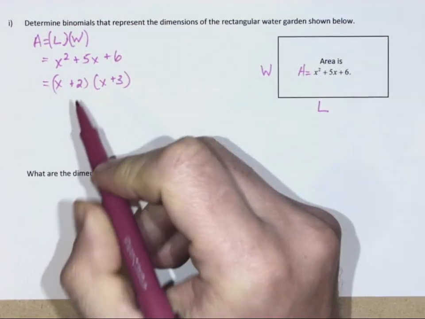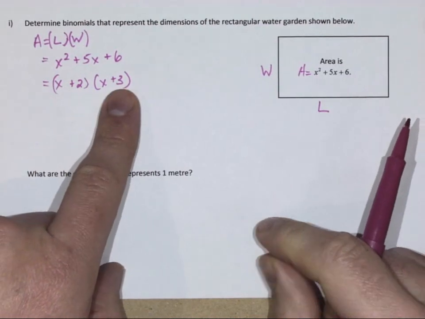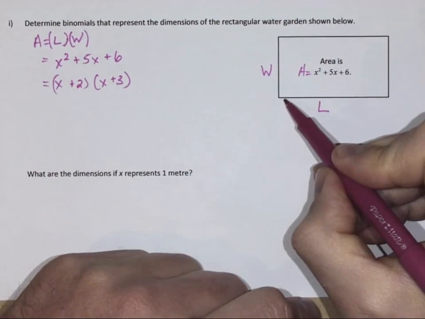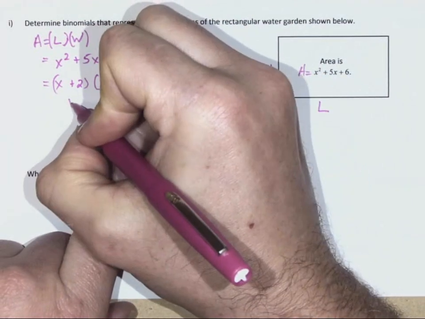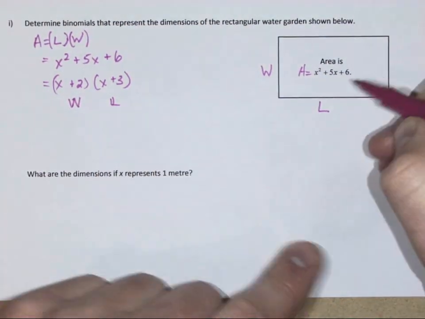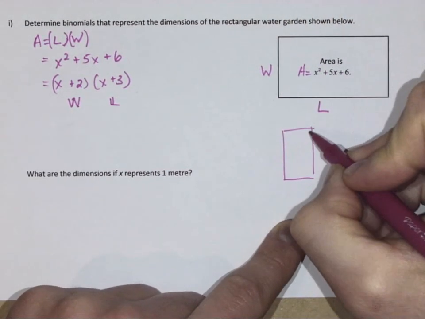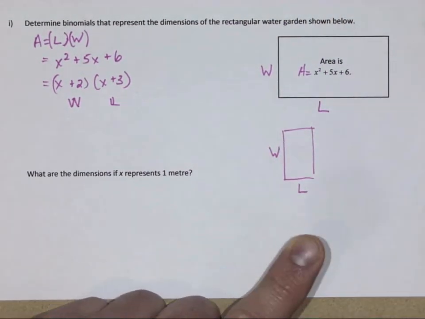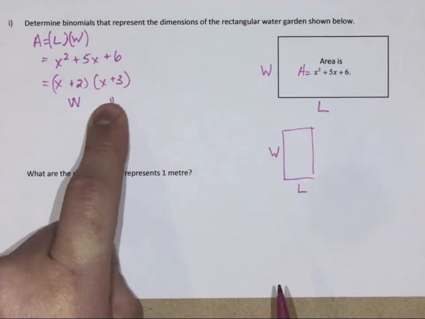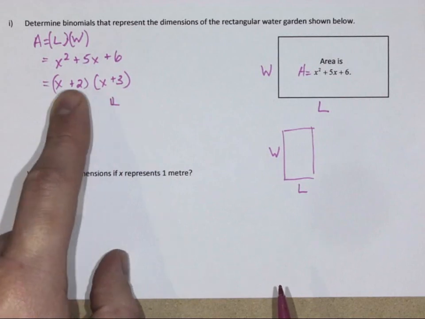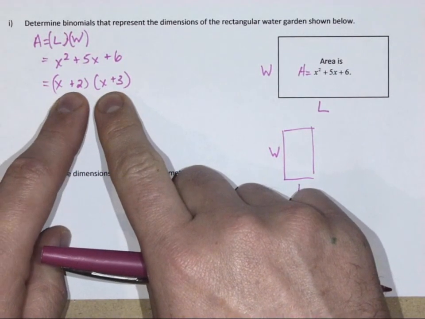2 times 3 is 6. 2 plus 3 is 5. So now we have a length and we have a width. In our mind, we are usually thinking that length is longer. So I might call that my length and that my width. But remember, it's just the orientation, whether it's a landscape or portrait. We usually say that the length is the longer side. So can you recognize that x plus 3 is probably longer than x plus 2?